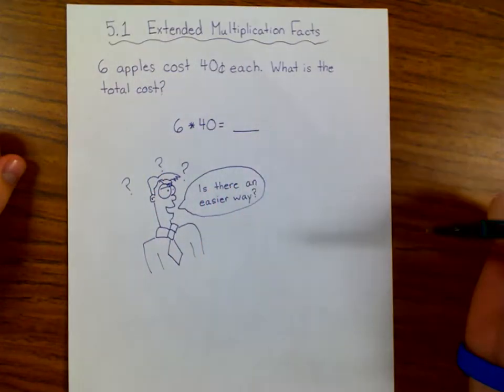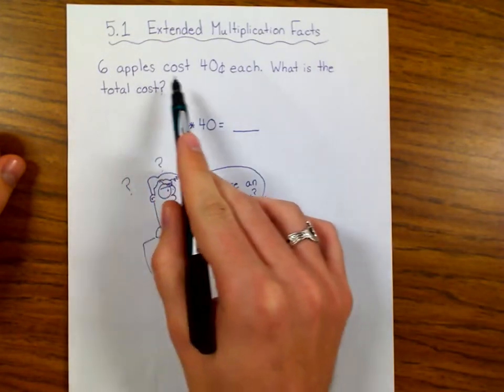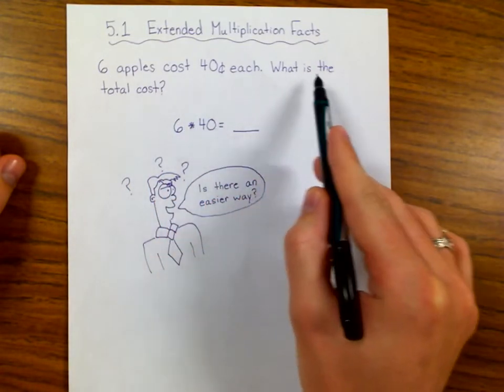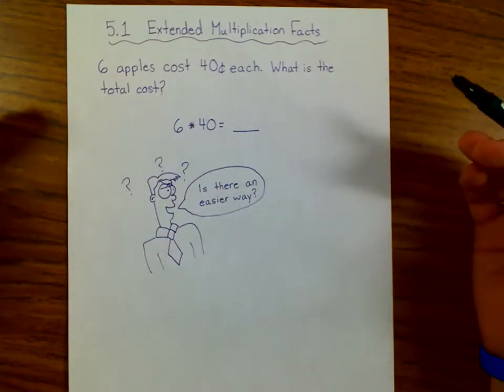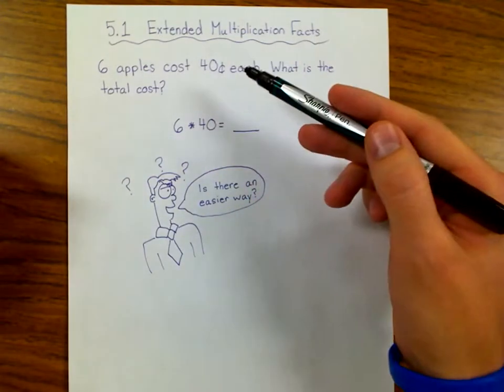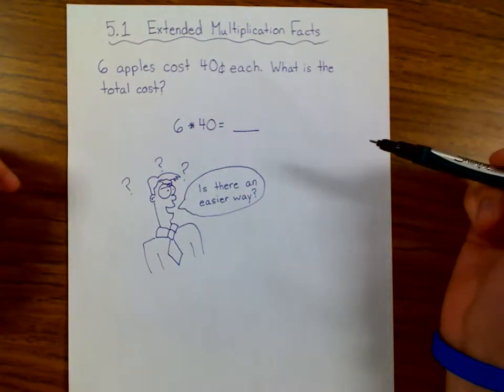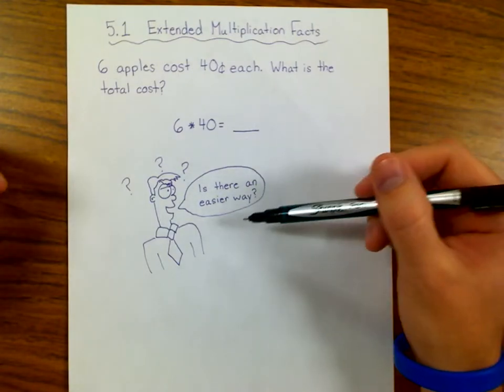Now, this morning you had your math message which said 6 apples cost 40 cents each. What is the total cost? By now you should know that this needs multiplication. The reason for that is we need to find the cost of 6 apples which each cost 40 cents. So the easy way to do this would be 6 times 40. But I've been asking myself, is there an easier way?